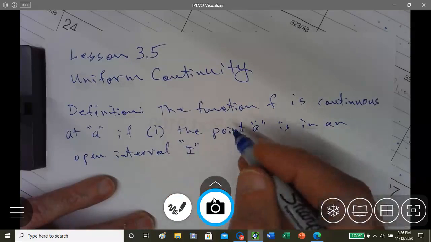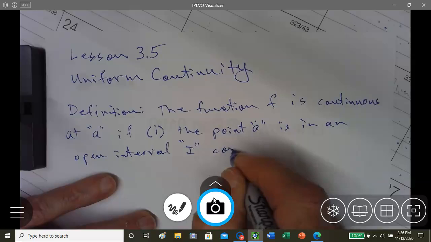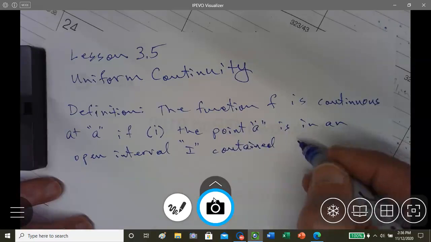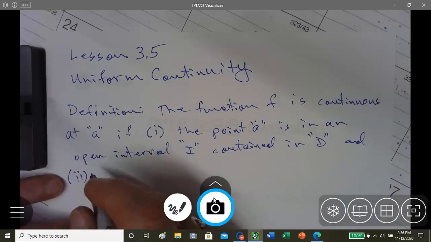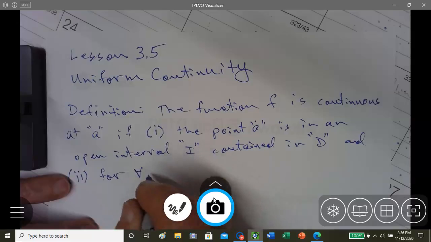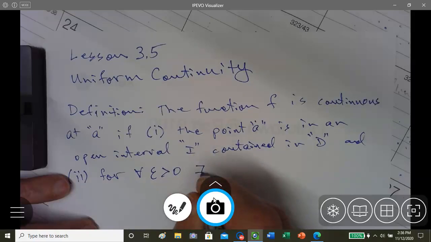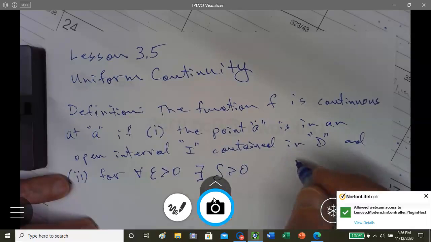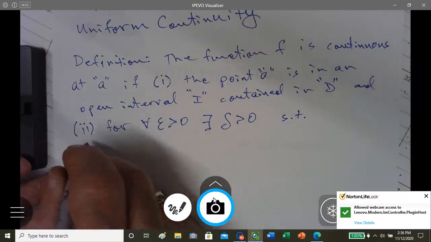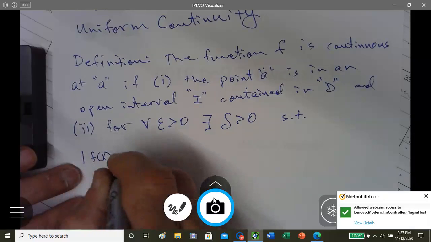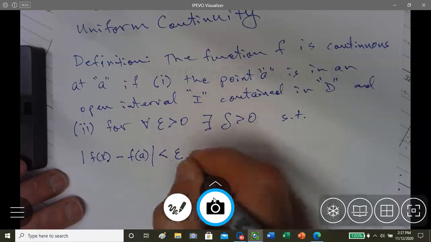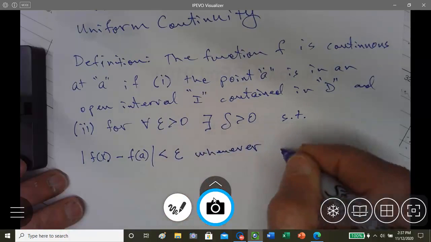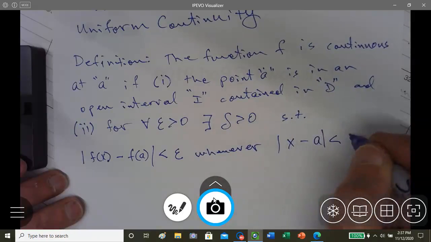Anytime we see I, we're classifying that as an interval contained in the domain, which we'll call D. And the second condition: the absolute value of f of x minus f of a, not using the limit, we're comparing 2 points, is less than epsilon whenever the absolute value of x minus a is less than delta.